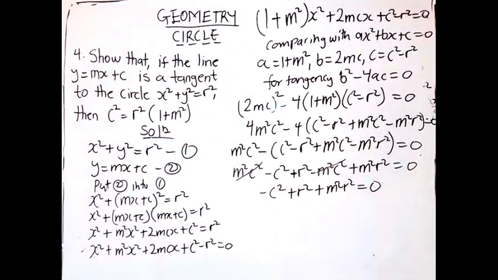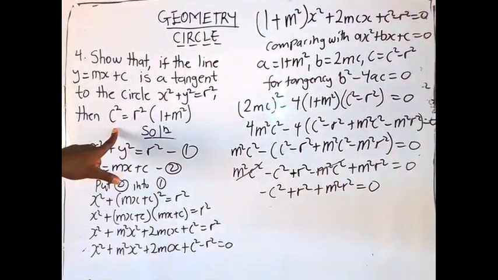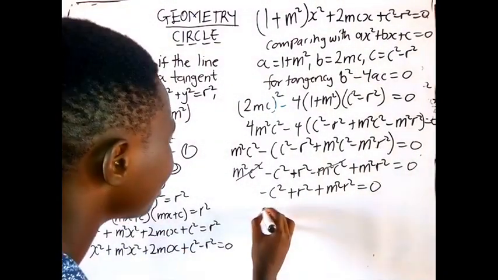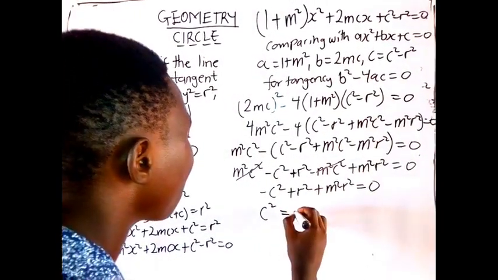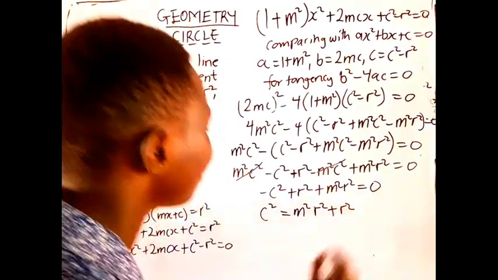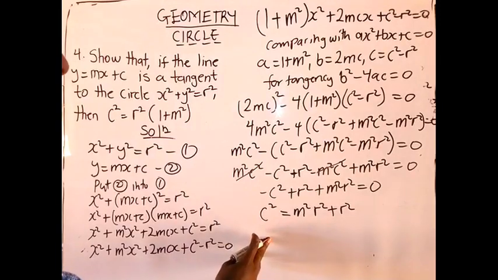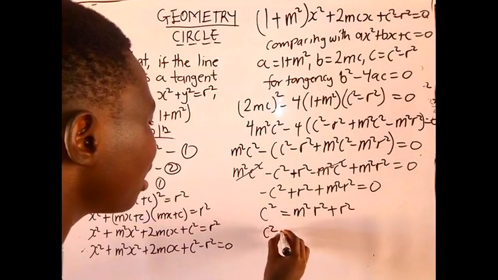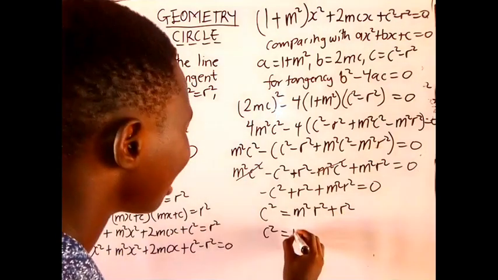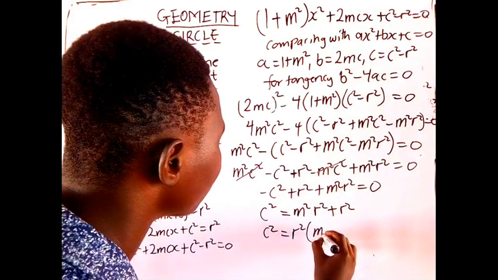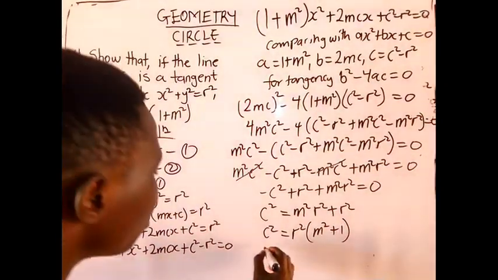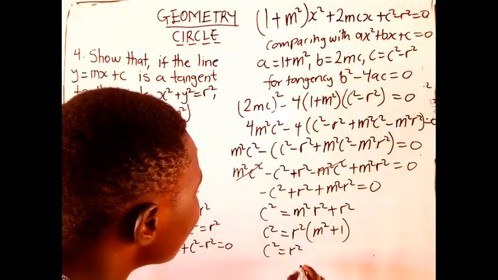And then we have to make the equation look like this. So let's send this to the other side to make it positive. So we get c squared is equal to m squared r squared plus r squared. And then we get c squared is equal to r squared, they are common. So we factorize r squared out, plus 1. So we can also write it as r squared into (1 plus m squared).